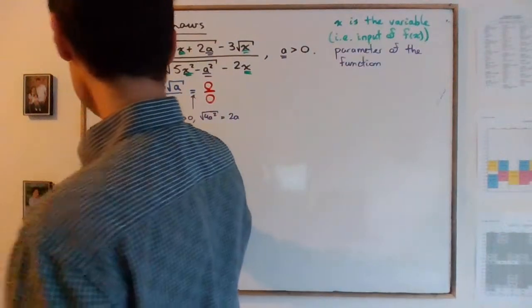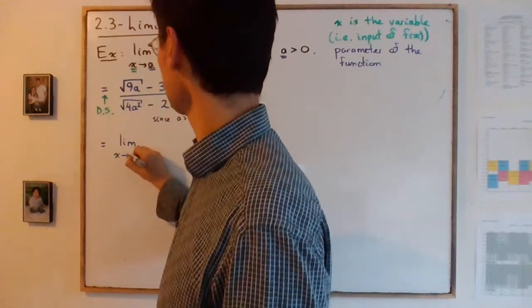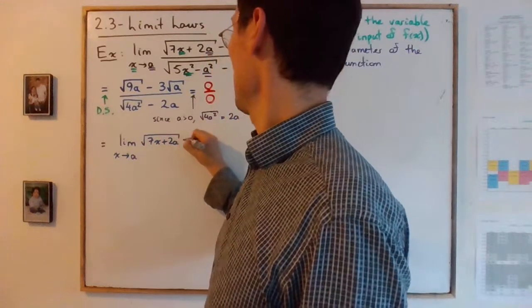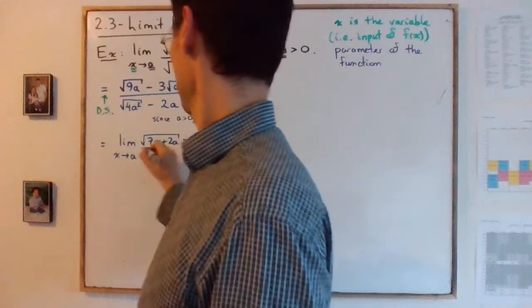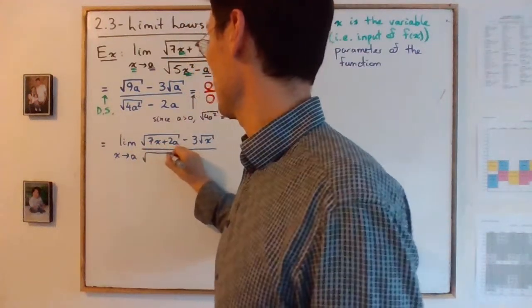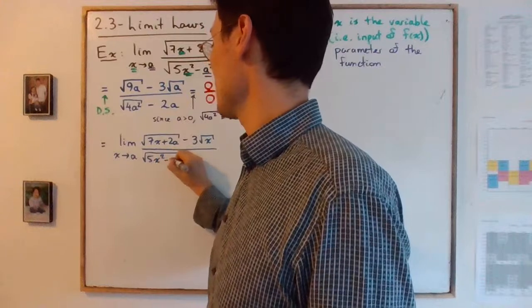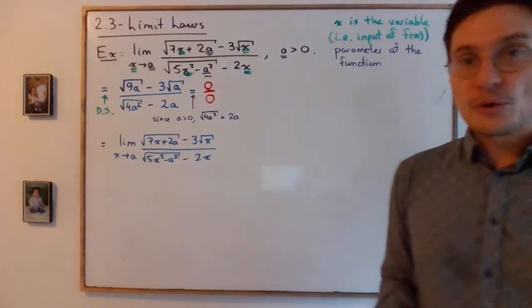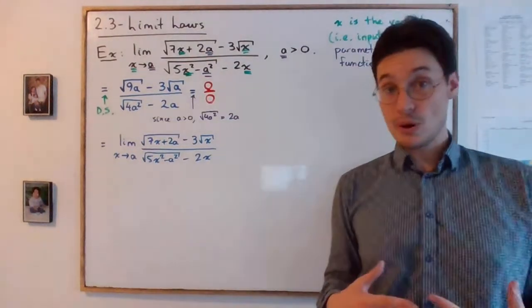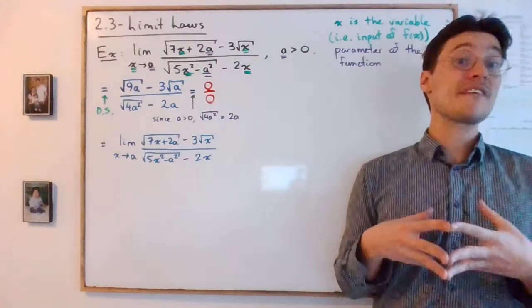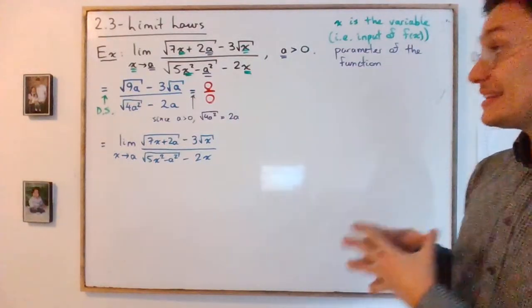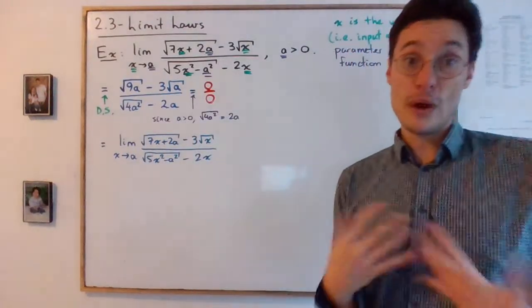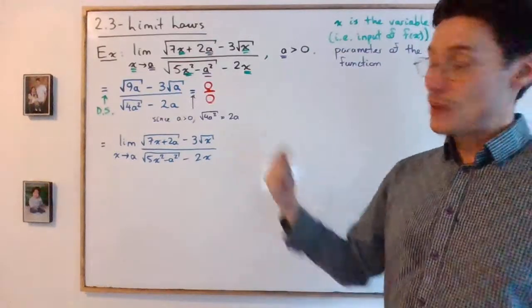All right. Now for this one, I need a lot of space, so I'm going to first rewrite it as is: the square root of 7x plus 2a minus 3 square root of x, divided by the square root of 5x squared minus a squared minus 2x. So remember what you want to do when you have 0 over 0: you want to cancel a redundant factor. And here, you cannot factor the top because they're square roots, so you're going to rationalize the top.